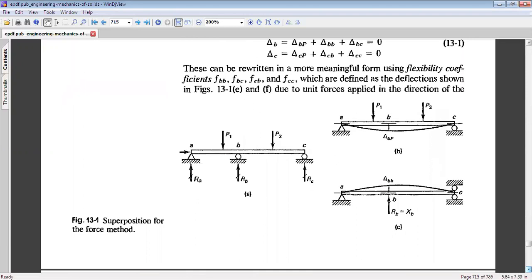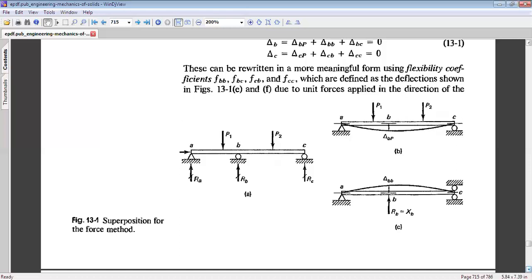So let us try to understand the force method using this beam, which is available on your screen, figure 13.1. We have a beam in front of us, and the reactions are RA, RB, RC, and the external loads are capital P1 and capital P2. Now this is an indeterminate system. This system would become statically determinate if we remove reaction RB.